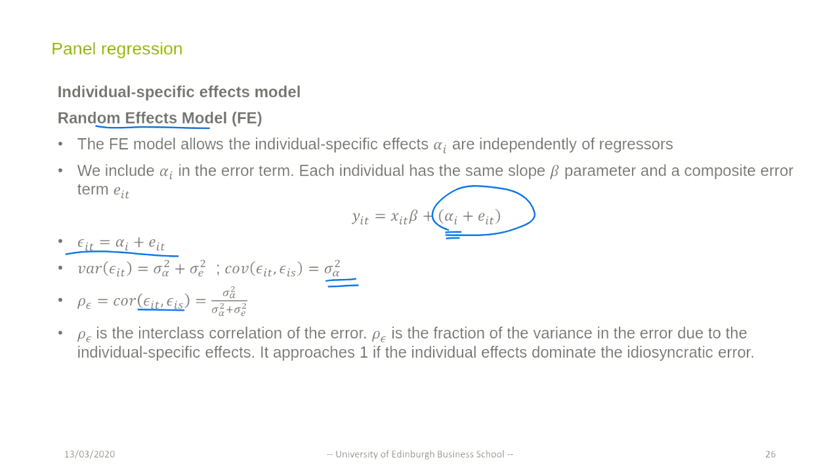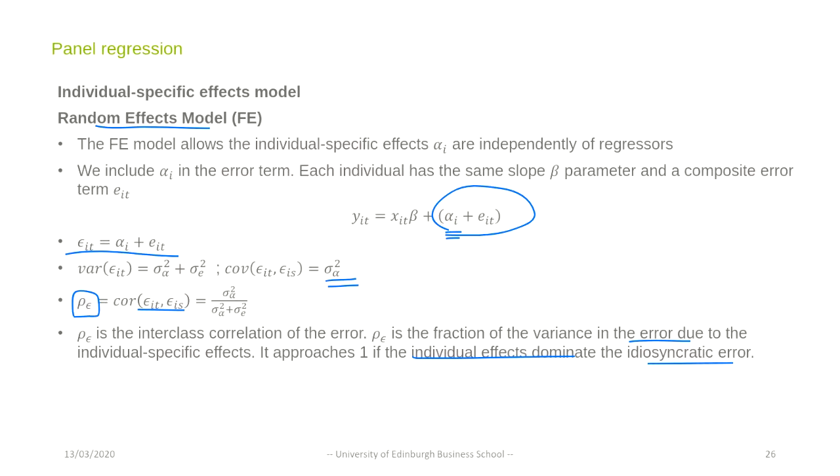Basically, we define this as rho. This is an indicator, and it is the fraction of the variance in the error due to the individual-specific effect. So if this is 1, that basically means the individual effect is dominating the error. So let's take a look.